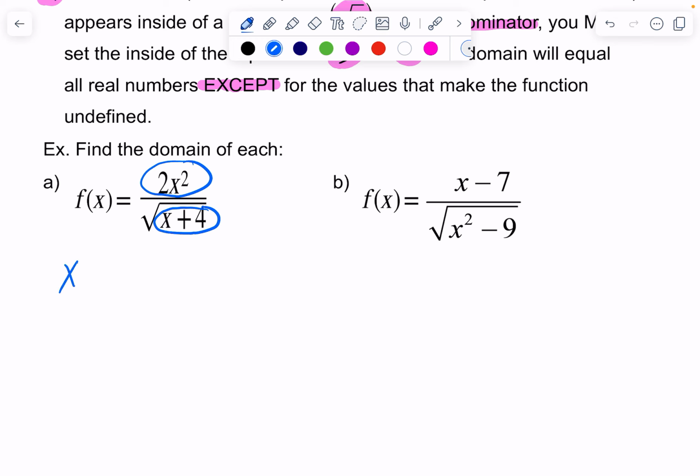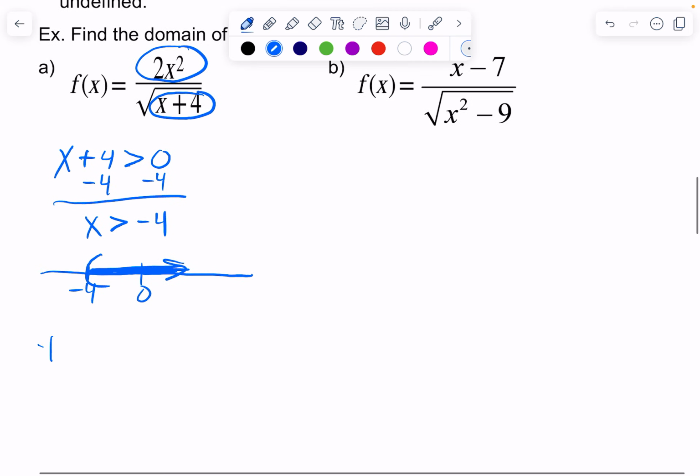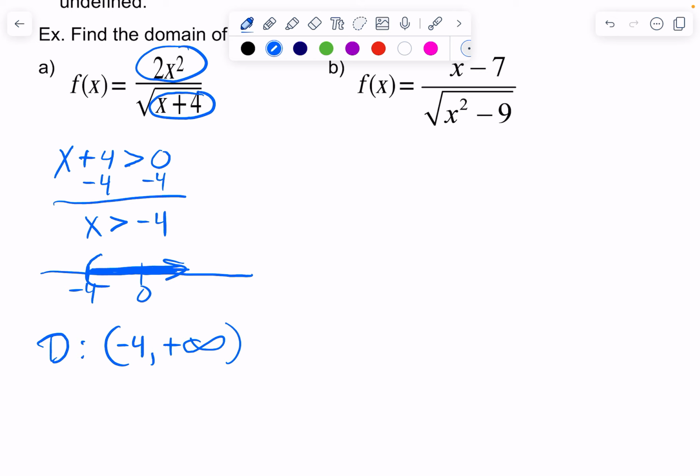So we're going to set the inside part of the radical, of the square root to be exact, or the radicand, to simply greater than 0 because it cannot equal 0. We're going to solve by subtracting 4 from both sides. x is greater than negative 4. So my graph here will look as follows. It's greater than, so we're looking at a parenthesis, and we are shading to the right. So my domain will be from negative 4, but not including negative 4, to positive infinity.